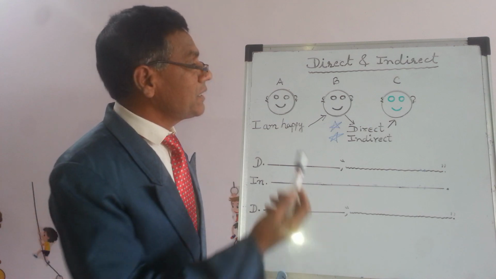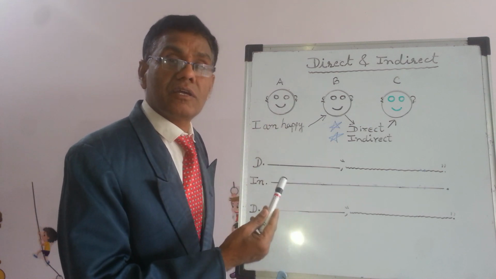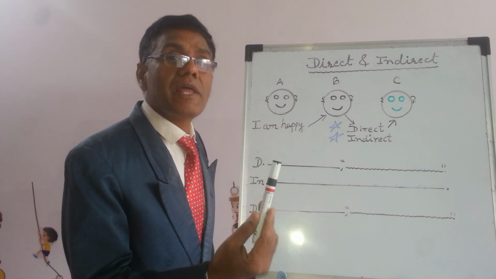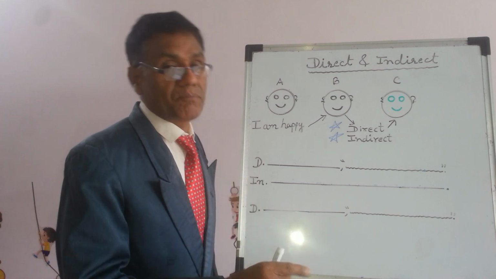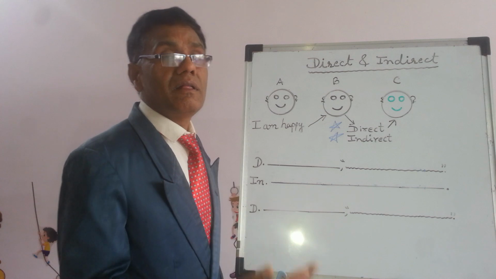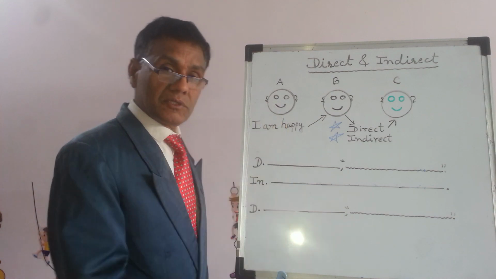My dear students, today I am going to explain the concept of direct and indirect narration, and there are 5 rules, of which today I will explain only rule number 1. In my next videos I will explain the remaining rules. So please try to understand the concept.